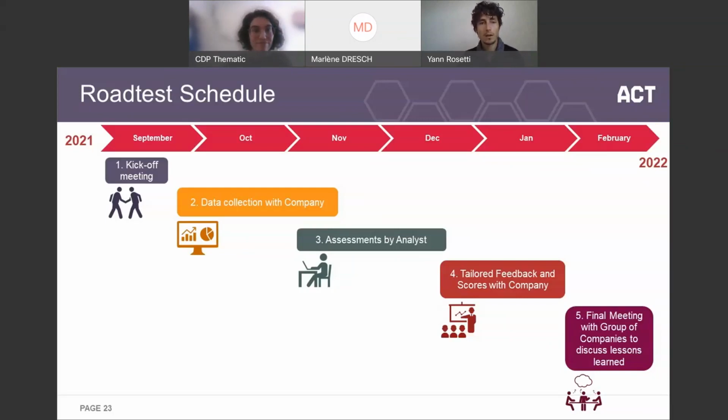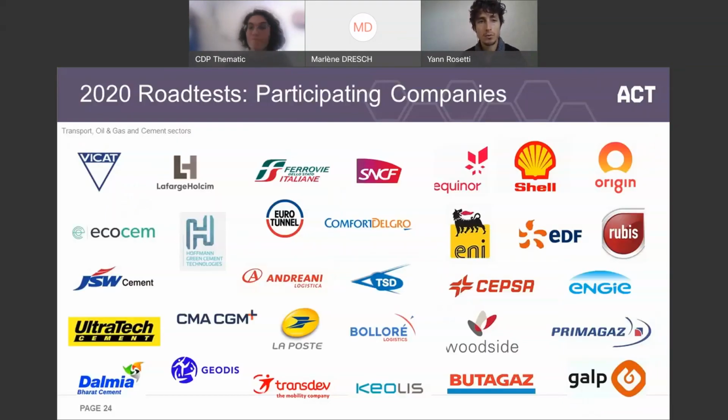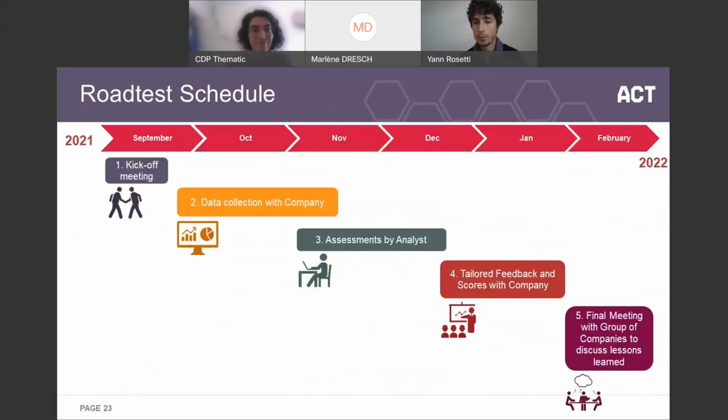Alice, before you go on, we have a question in the Q&A section, so I can read it for you if you want. Will the outcome of the assessment of the participating companies be made publicly available, or will participating companies have the choice to keep it discreet?